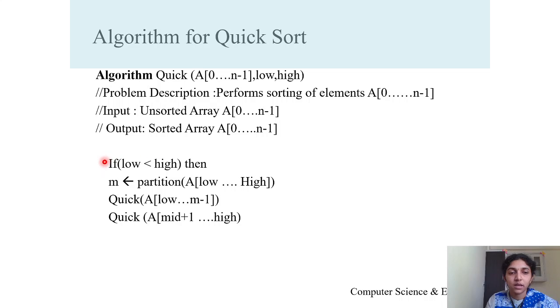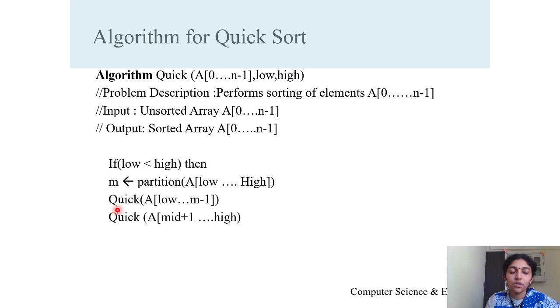Okay, now we will go to the exact steps. Quick is called recursively, so we have to use the recursion method here. Before that, we have to check if low is less than high, as we have seen in the program example also. Only if low is less than high, then we calculate m. So m is given by partition of a of low to high. We have to call one more function called partition. Once the partition function is called, it will give the exact position of the pivot, so m is the position of the pivot.